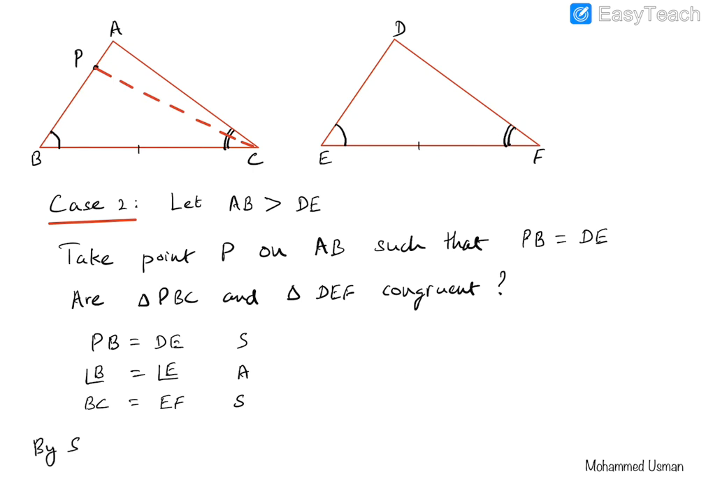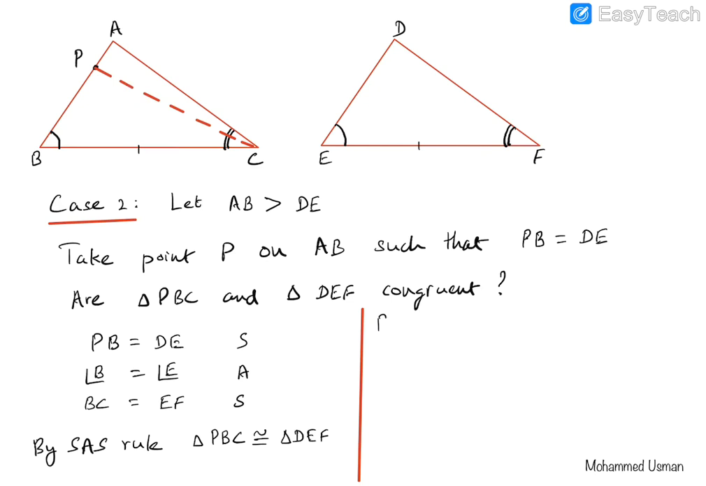So we'll write by SAS rule, triangle PBC is congruent to triangle DEF. Now, because triangle PBC and triangle DEF are congruent, we can say that the angle PCB must be equal to angle DFE, that is by CPCT. So let me write, put a line here.